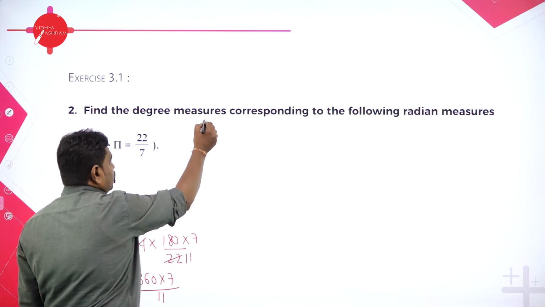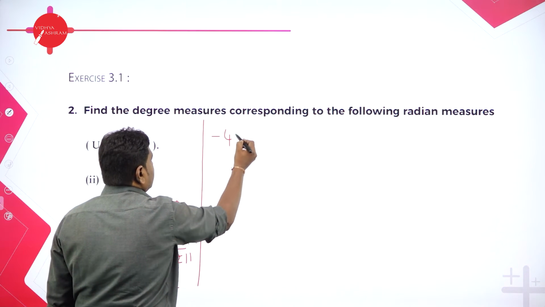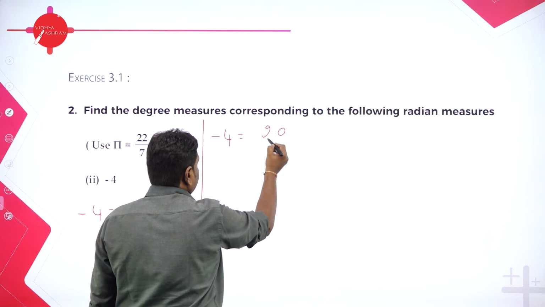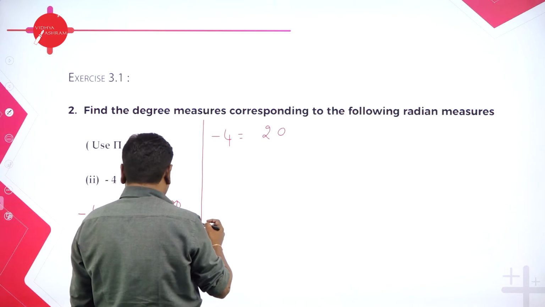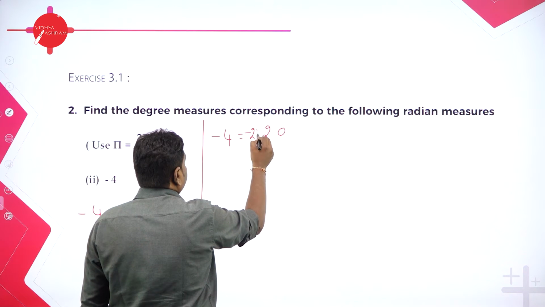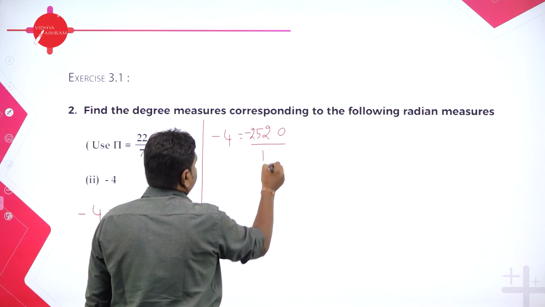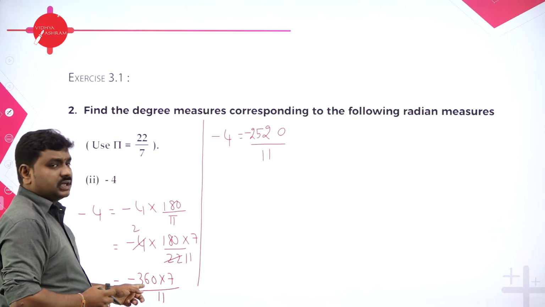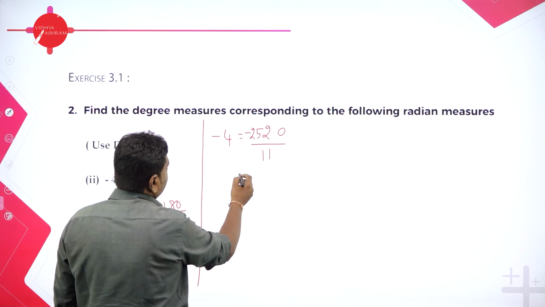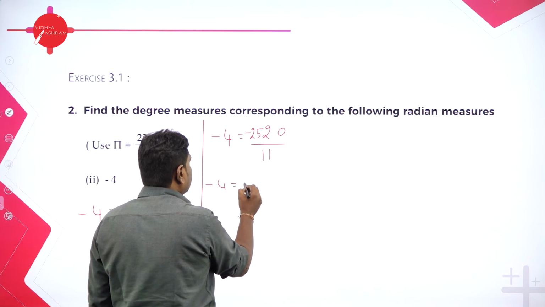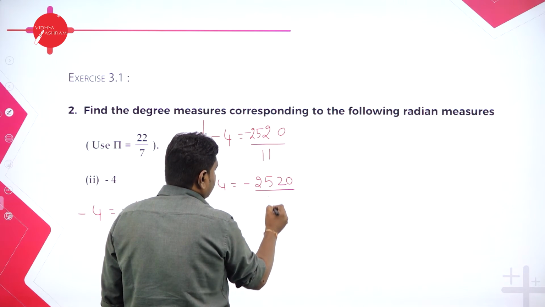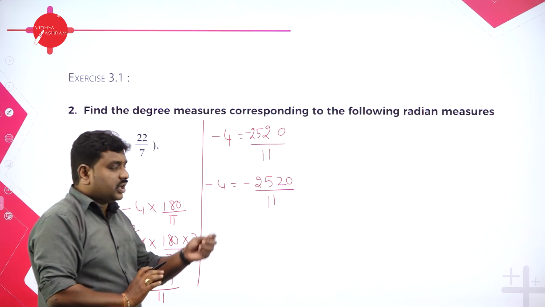So multiply this. Therefore minus 4 can be written as 7 zeros are 0, 7 6s are 42, 7 3s are 21, 21 plus 4, 25, 2520 by 11. So minus 4 radian, I can write it as minus 2520 by 11 degrees. Always we should not leave it in fraction.